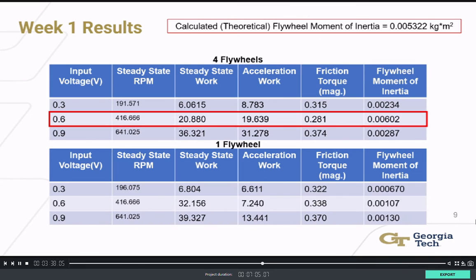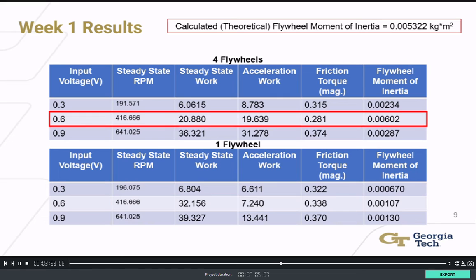These are the results for running the engine with 4 flywheels and 1 flywheel attached to it at 3 different RPMs each. The frictional work is not constant with the motor RPM. The data for 1 flywheel shows a positive correlation between RPM and frictional torque. The calculated value of the flywheel moment of inertia is about 0.005 kilogram meters squared.